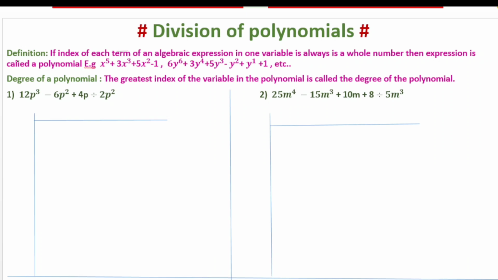Now, firstly, we understand the definition. What is the definition of a polynomial? The index of each term of an algebraic expression in one variable is always a whole number. What is an algebraic expression? An algebraic expression is any expression made of constants and variables.